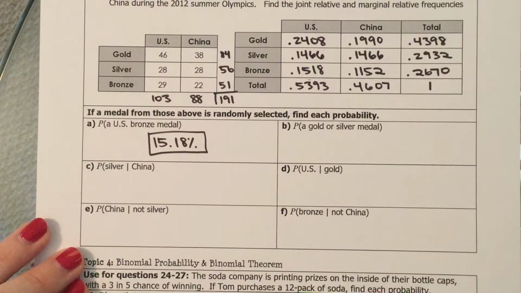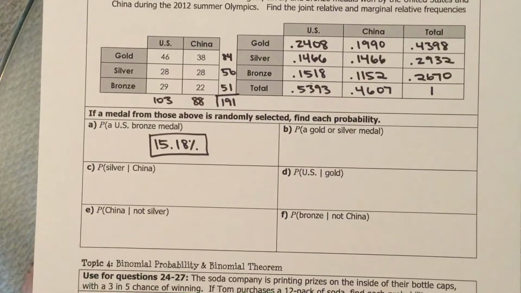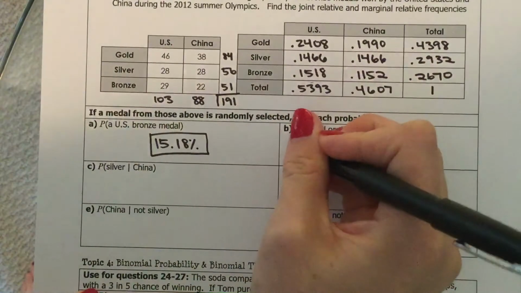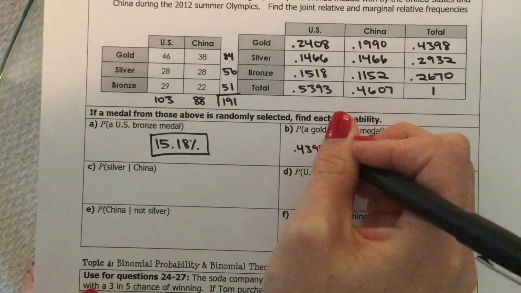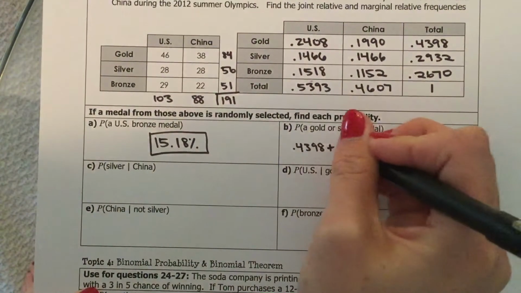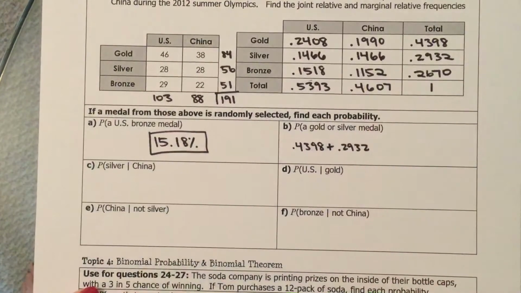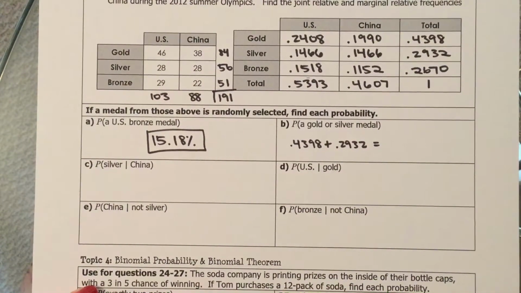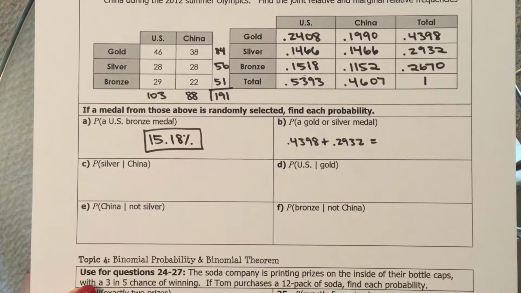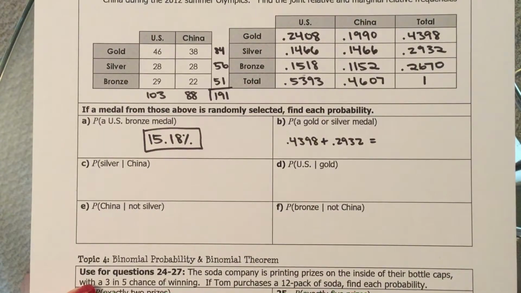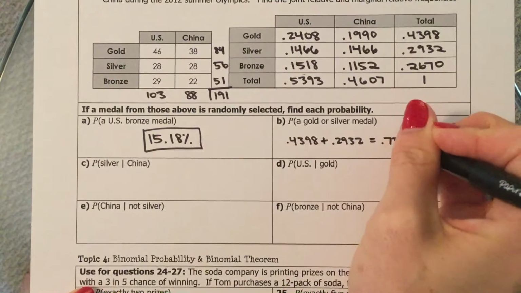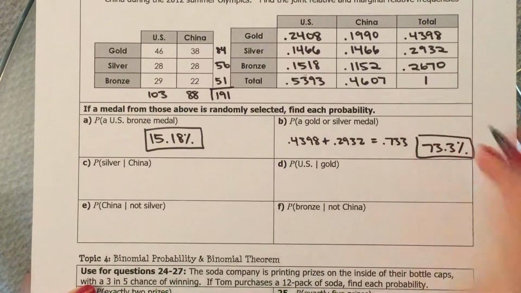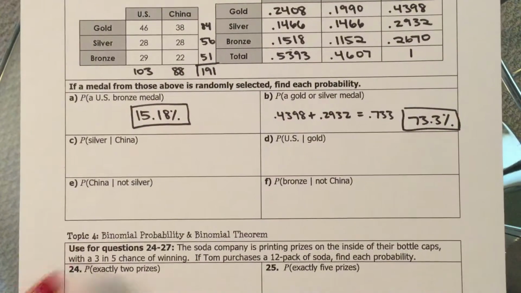Probability of a gold or silver metal, those ones would get added together. Okay, so a gold or silver metal. Gold is this one right here, so 0.4398 plus a silver metal is 0.2932. You could also subtract the bronze from the total if you wanted to. So we add those together, we get 0.733, so that would be 73.3%. Again, another valid way would just be to subtract the bronze total.